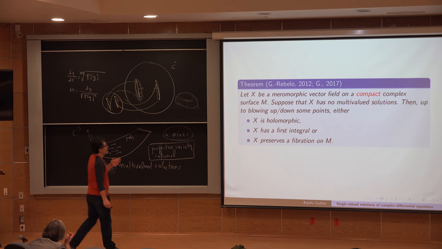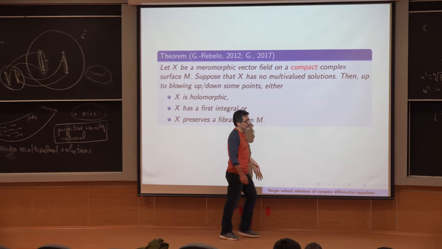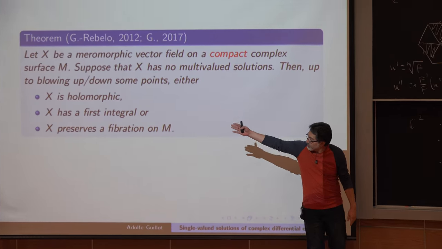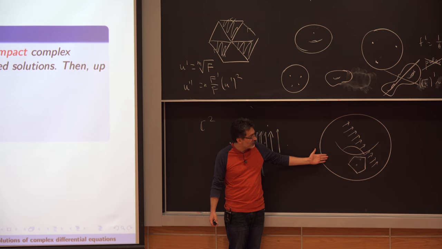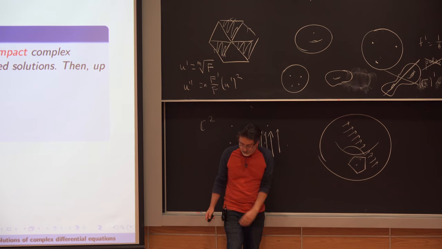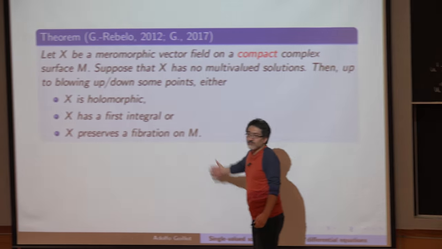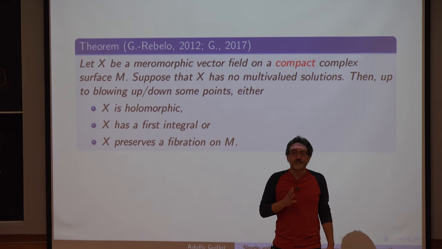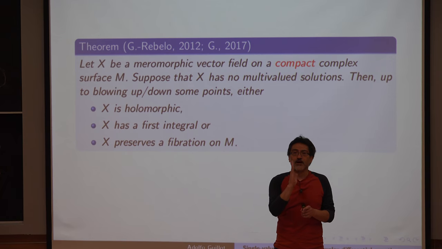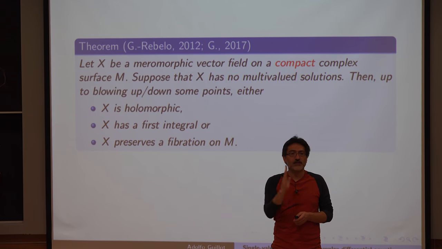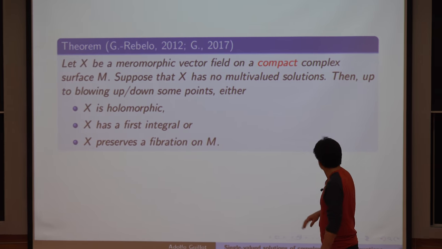Either your vector field is holomorphic. This is the situation here. So we added some things at infinity, and then we found some variety where my vector field was holomorphic. The other possibility is the vector field to have a first integral. This is, the orbits are not really moving all around your surface, but are constrained to live within algebraic curves. So this is another possibility.